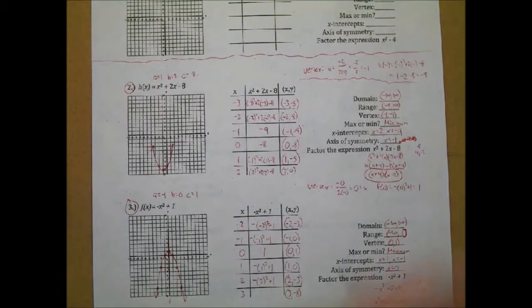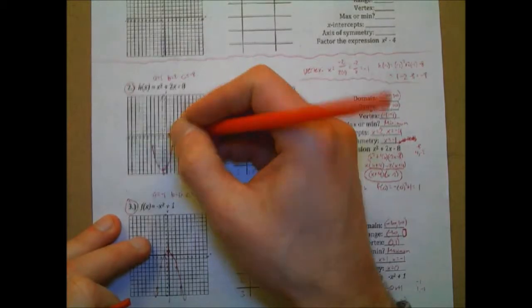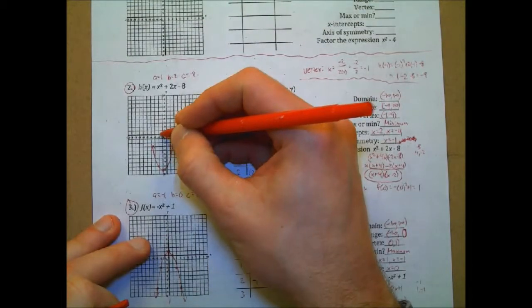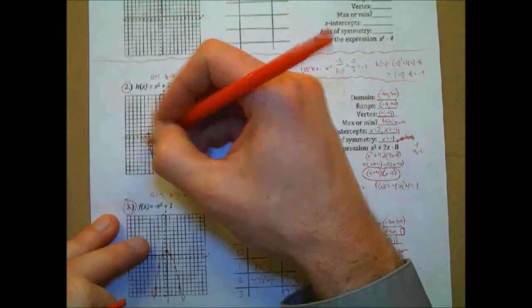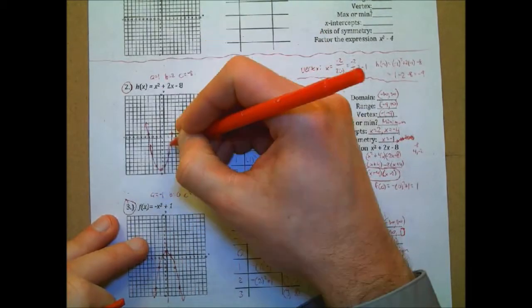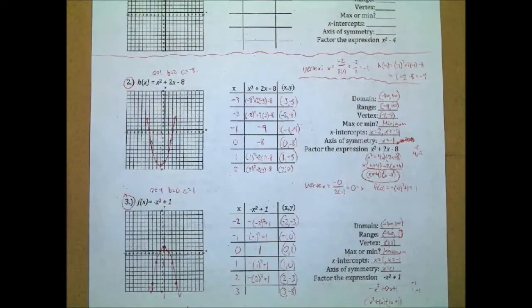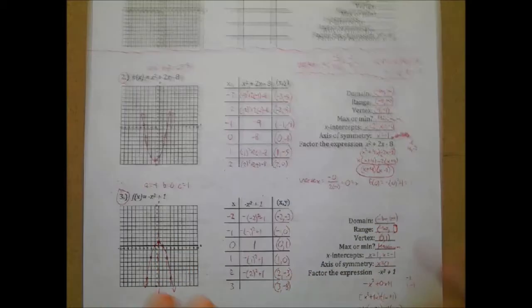Identify the domain. We go left and right forever, so it's negative infinity to infinity. The range, the lowest y value is negative 9, all the way up to positive infinity. The vertex, -1, -9, right? We identified that earlier. The x-intercepts, 2 and -4, okay?